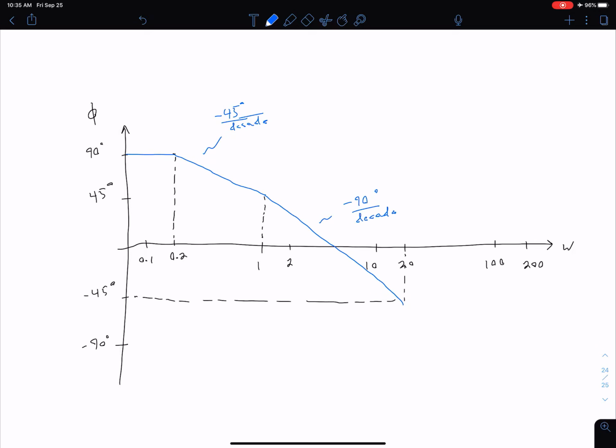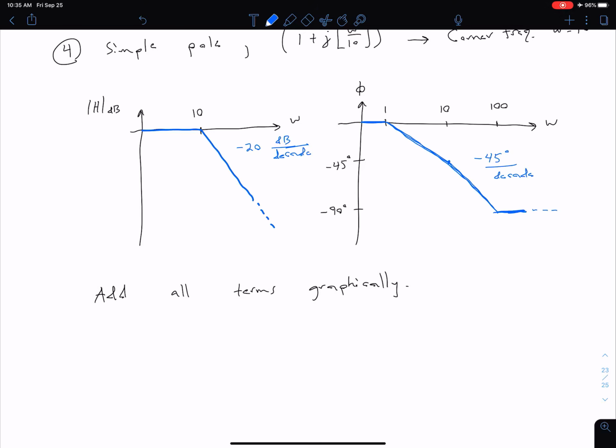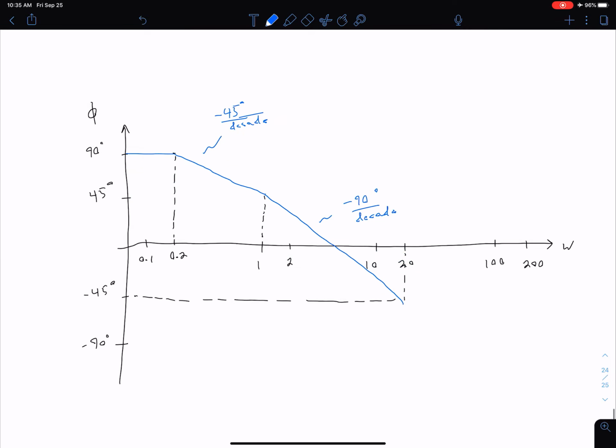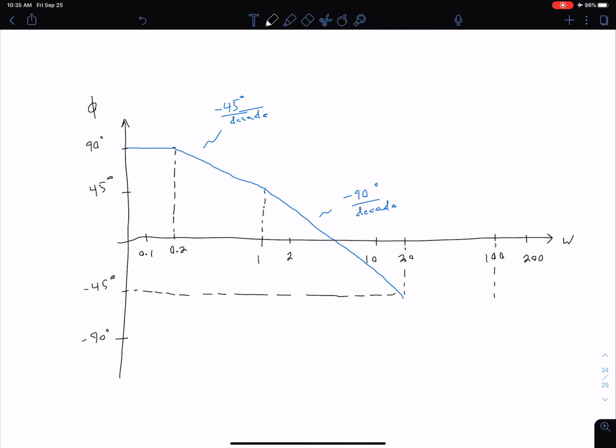at which point our contribution from the simple pole with a corner frequency of 2 stops contributing, and now we're back to only 1 simple pole contributing, which is this one with corner frequency at 10. So now we're back to negative 45 degrees per decade until we get to a frequency of 100. Okay, so now let's mark our key points here. So we're going until we get to 100, and our final phase is going to be the negative 90. So a slightly more gradual slope there, and then we stay constant at the negative 90. So this is negative 45 degrees per decade.